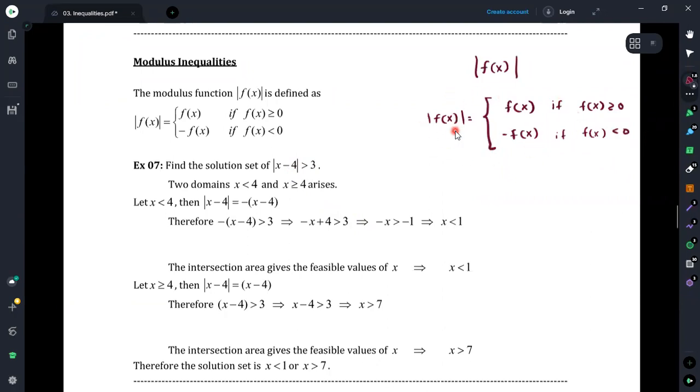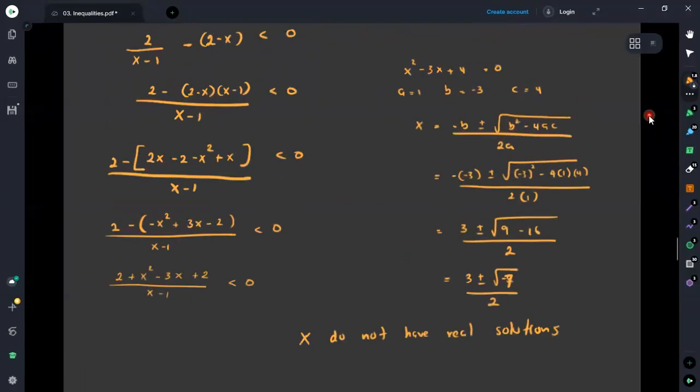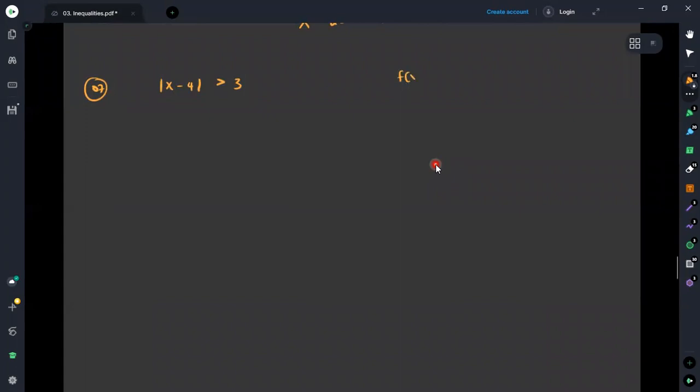Using the piecewise form of the modulus function, we will try to find the solution for the given inequality. We have to find the solution for modulus of x minus 4 greater than 3. This is the inequality they have provided. What we know is that the modulus of f(x) can be denoted as a piecewise function: it equals f(x) if f(x) is greater than or equal to 0, and minus f(x) in the region of x where f(x) is less than 0.